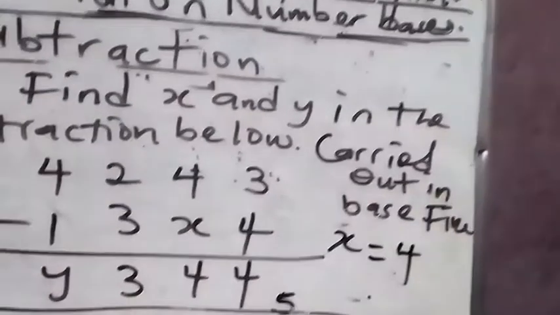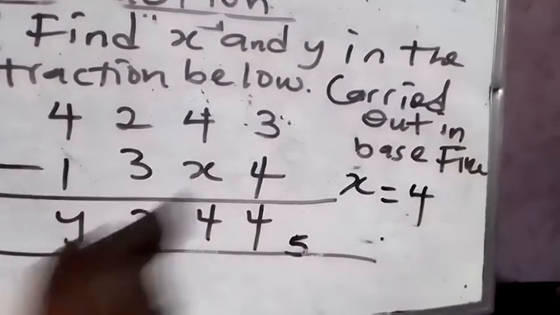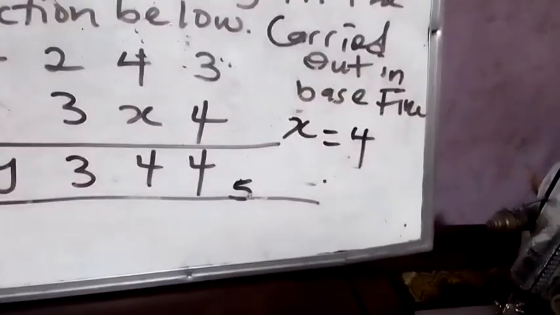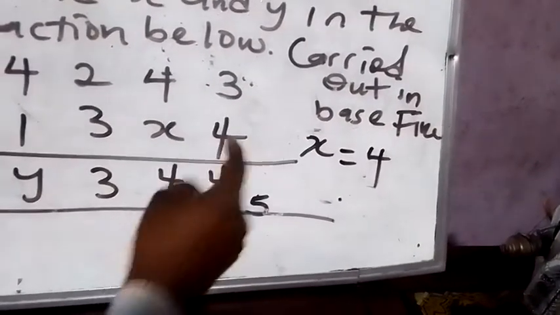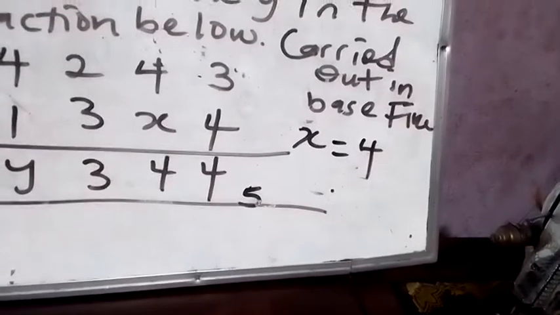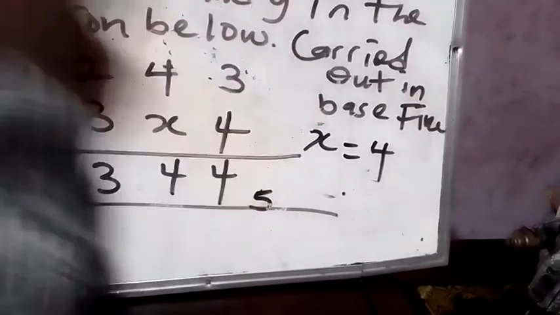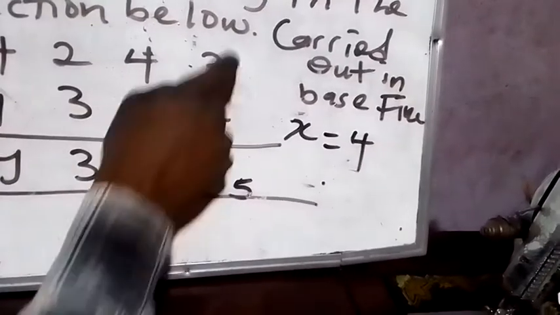They said we should find x and y in the subtraction below, with the work carried out in base 5. How do we do that? I told us 4 cannot be subtracted from 3. It's not possible. What do we do? We borrow base here, and 5 plus 3 is 8. So if I take away 4 from 8, it's going to give me 4.